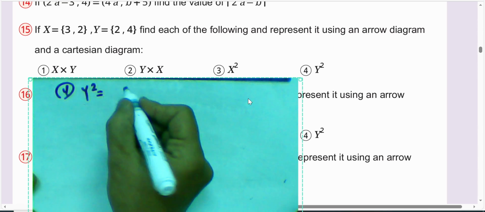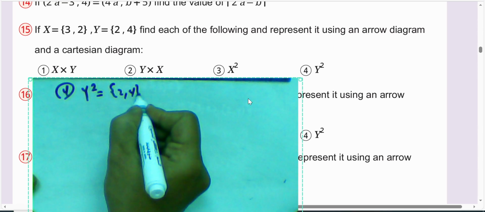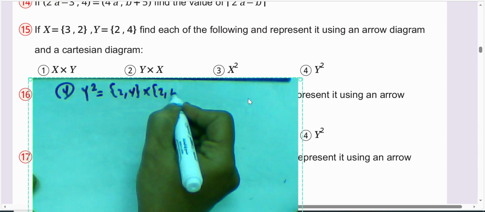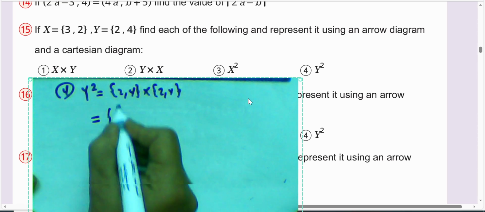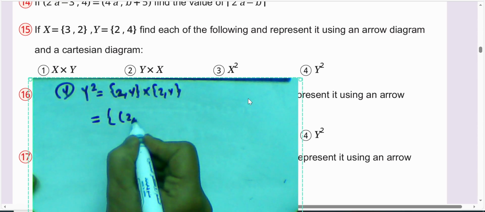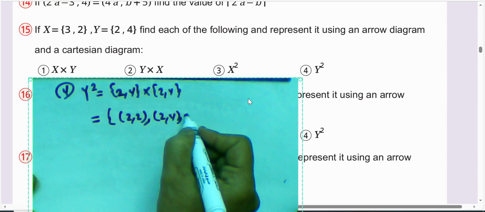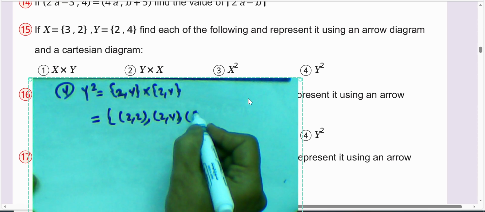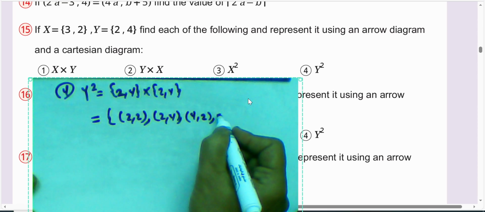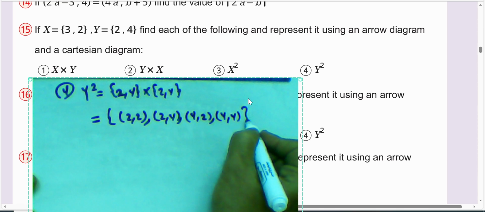y2 is y by y, right? 2 and 4 by 2 and 4. The first 2 with 2 and 2 with 4, and then 4 with 2 and then 4 with 4.